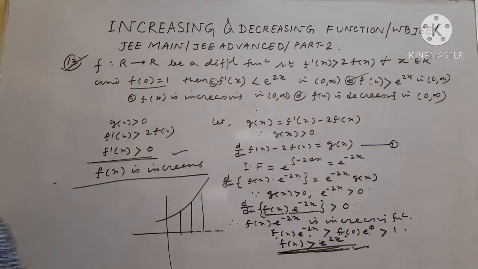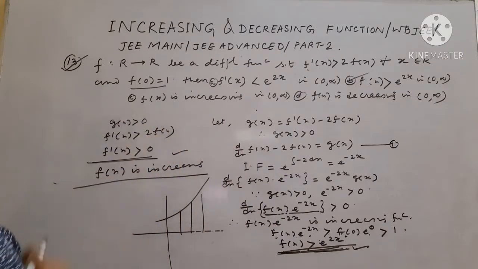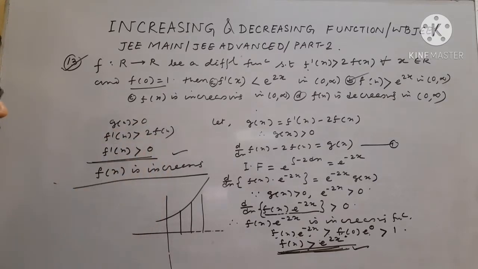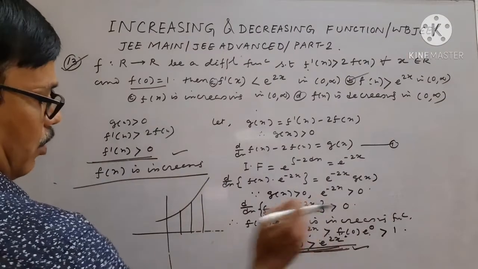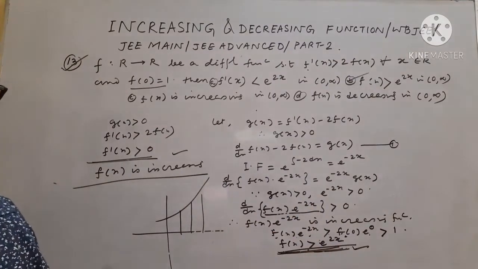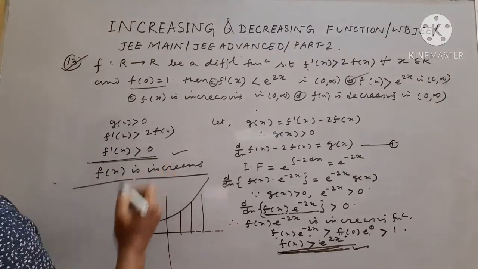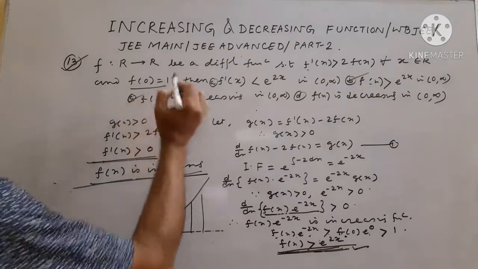Now it is given that g(x) is greater than 0. So f'(x) is greater than 2f(x). So f'(x) is also greater than 0 because f(x) is greater than e to the power 2x. So f'(x) is always positive. So f'(x) is greater than 0. So f(x) is also an increasing function.